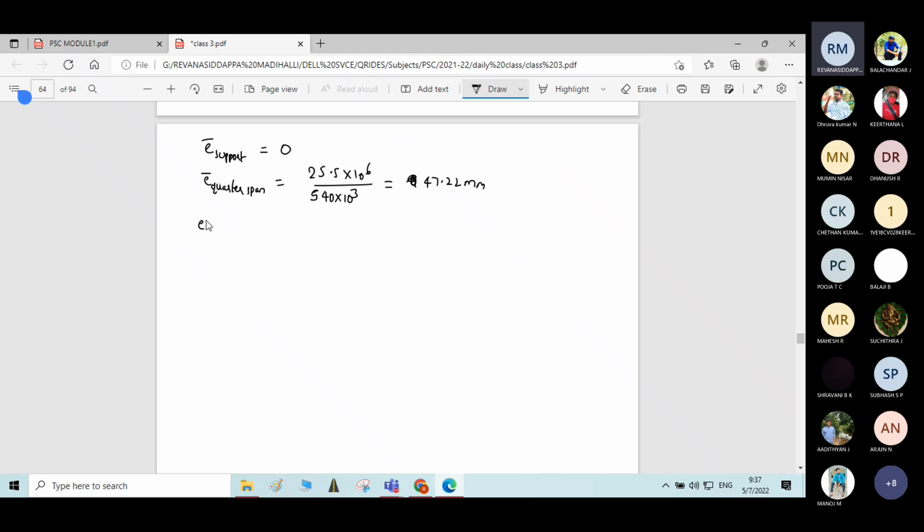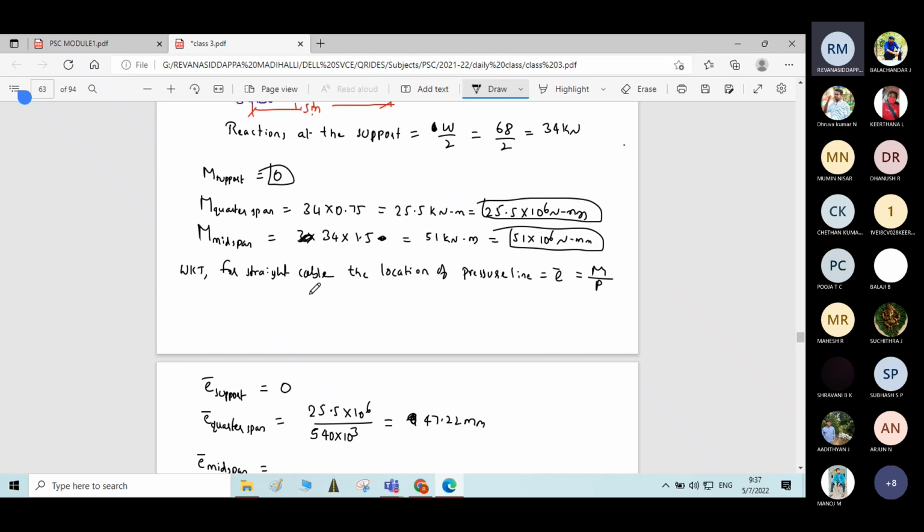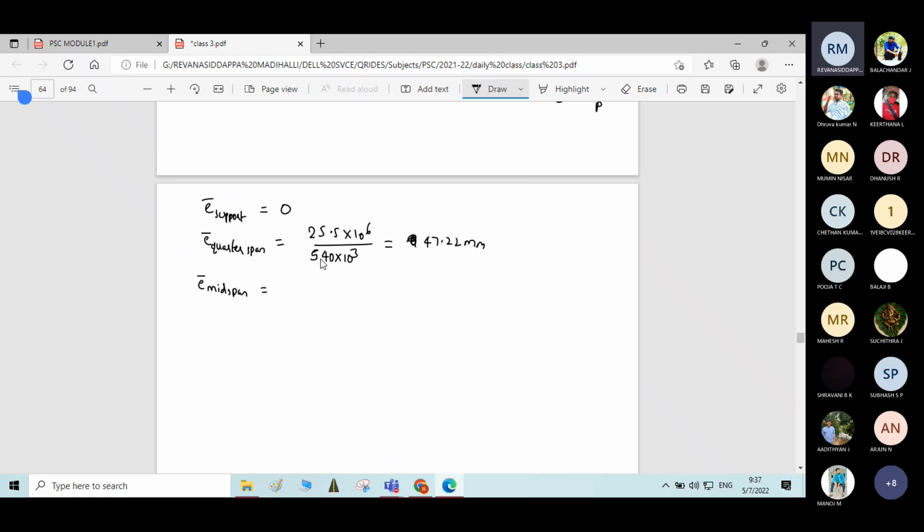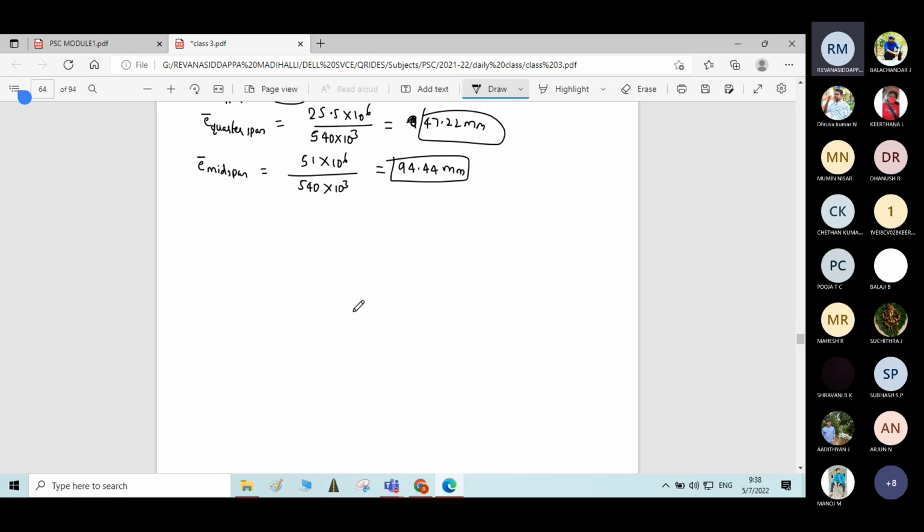Then the location of the pressure line at mid span will be equal to the moment at mid span divided by the prestressing force. Moment at mid span is 51 into 10 power 6, divided by 540 into 10 power 3. Okay, the answer is 94.44 millimeter. Okay, now you can write the pressure line diagram.